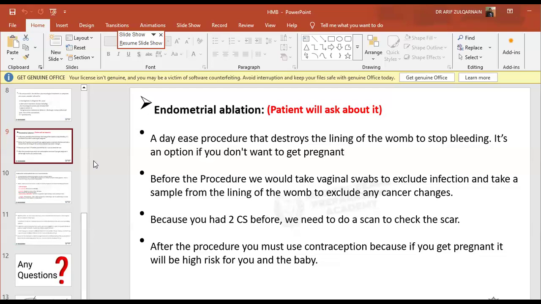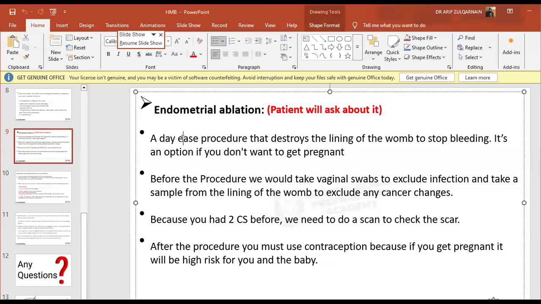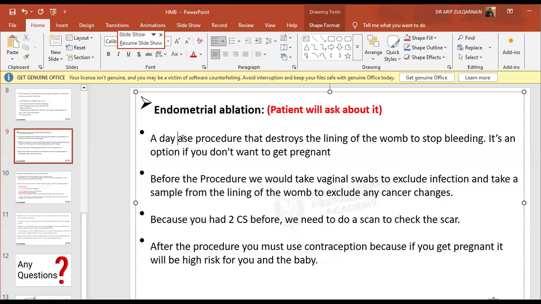In this scenario, she had previous 2 cesarean sections, so we will need to do a scan to check the scar. And after the procedure, you must use contraception because if you get pregnant, it will be high risk for you and the baby. So in this way, we can explain to her about the endometrial ablation. In a patient who has a previous scar, care will be taken because it can cause damage to the scar and uterine perforation.